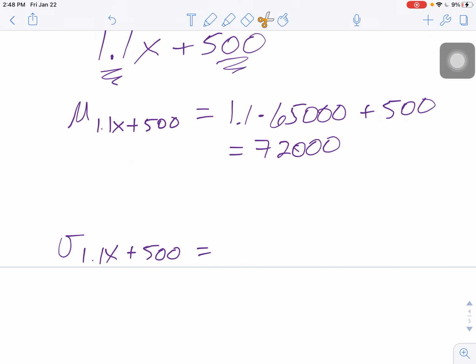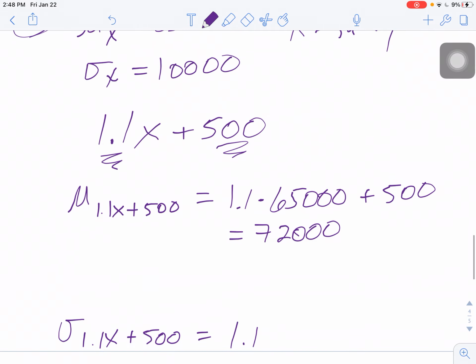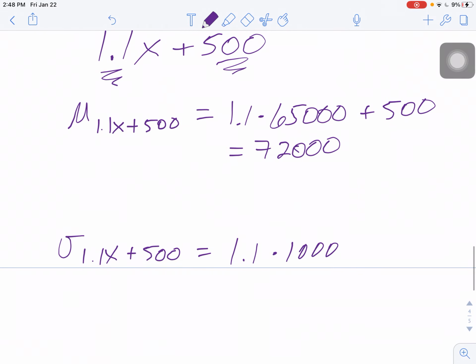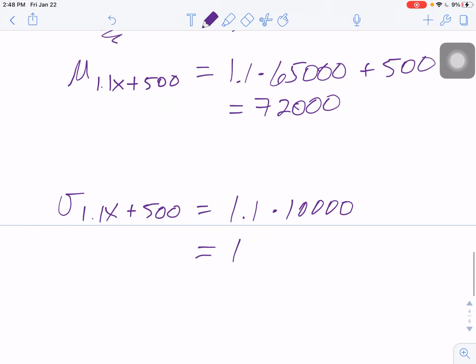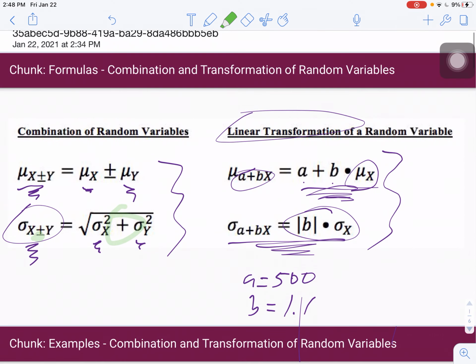Now, the standard deviation, like I said, the only thing that affects the standard deviation is that multiplier. The additive holiday bonus is not going to affect it. So it's pretty easy to get the new standard deviation. All I have to do is multiply the old standard deviation, not the mean, the old standard deviation of 10,000, by 1.1, and that ends up being 11,000. So the new mean after the bonuses is 72,000 with a standard deviation of 11,000.